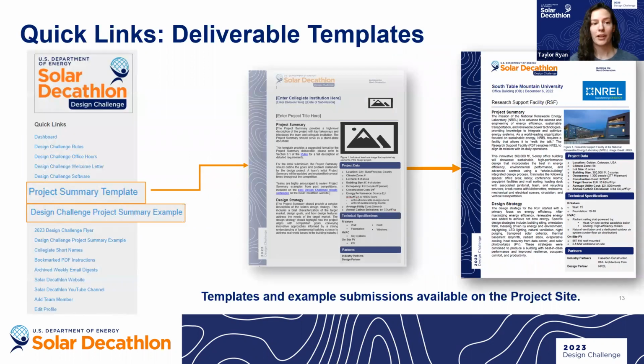And so in support of preparing your semifinal submission, we have some helpful resources on the project site under the quick links. So we do have deliverable templates and examples. You can see the project summary template and example under the quick links now, if you log in and look on the left-hand side of the project site. Teams are not required to use these templates, but they do serve as a helpful roadmap in organizing information for the project summary, as it's only 2 pages.